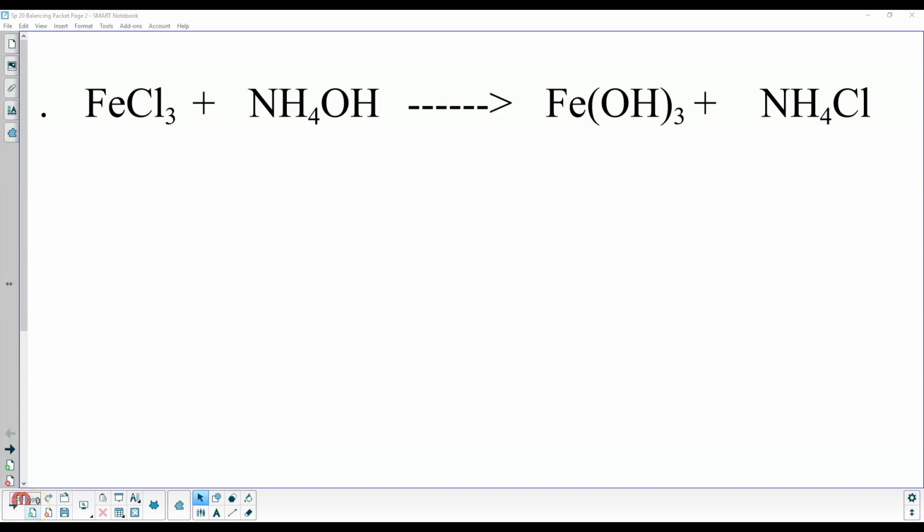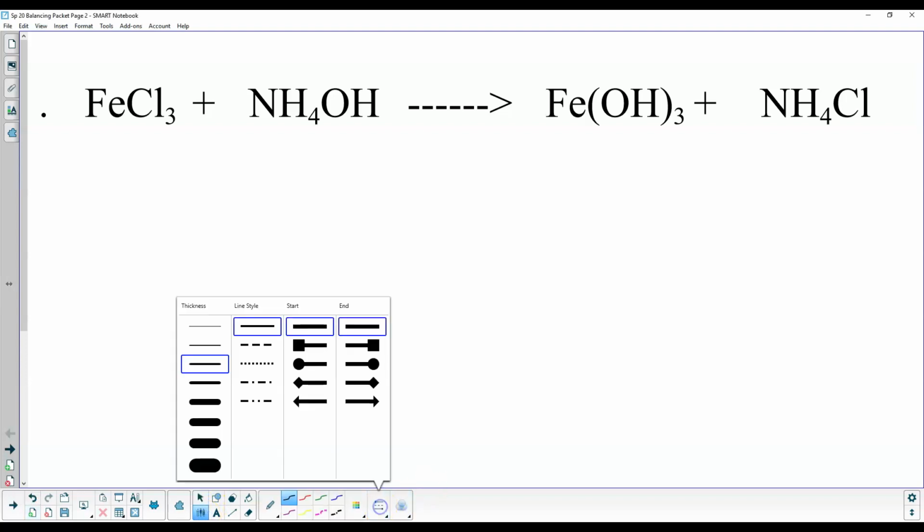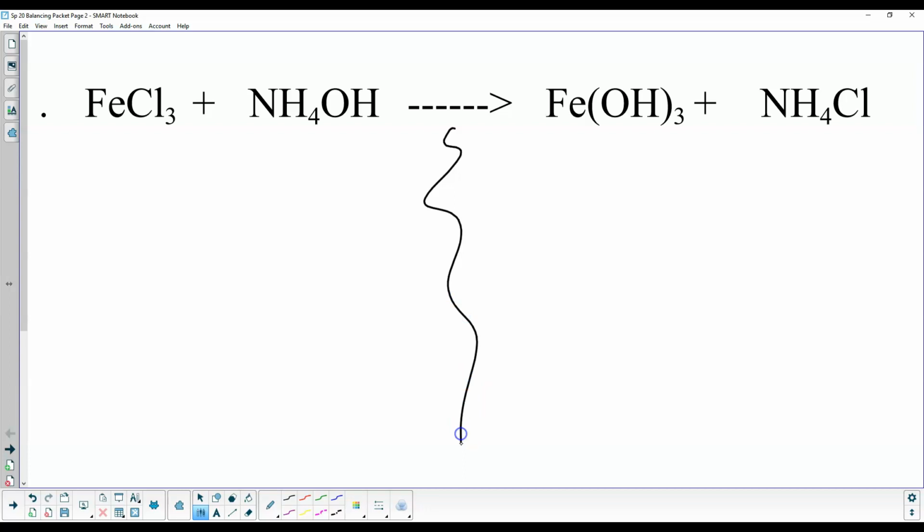All right, this is going over the second page of the balancing formula equations. Let's see. So we're going to start just like we did before. We're going to do our atom inventory. We're going to count the number and types of different elements on the reactant side. Same thing on the product side. And just like before, okay, let's see.